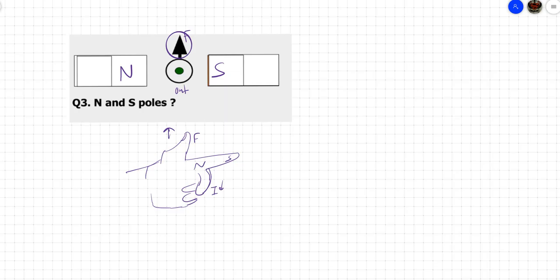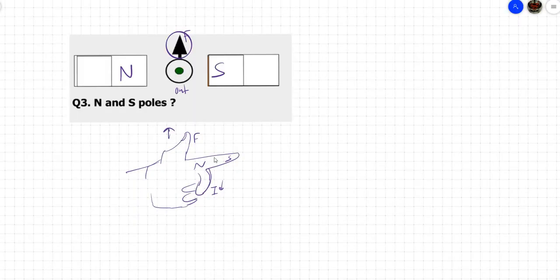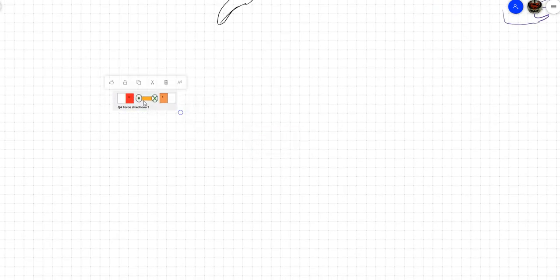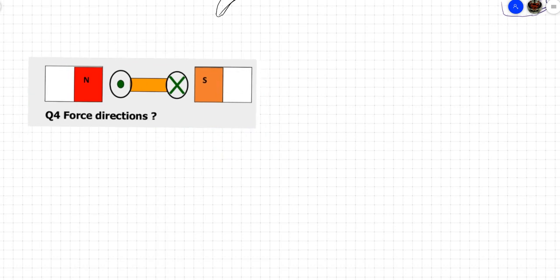Right, let's do one last one. Let's see what we've got here. How about this one? What if we have something like this? First of all, what is this diagram? This shows you that here the current is going out, and here the current is going in. So what's going on?